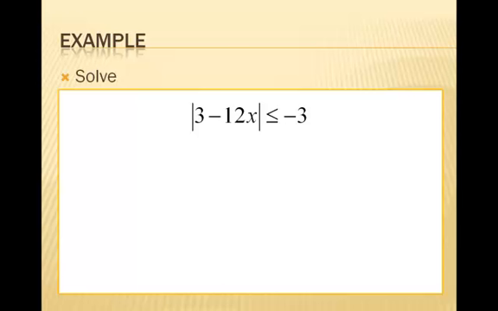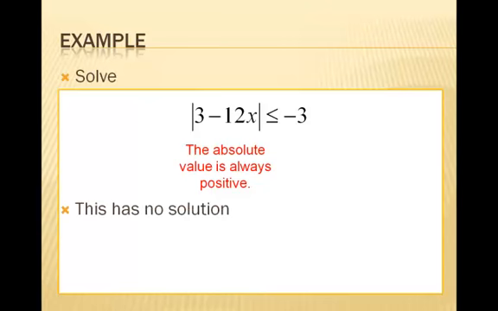Just one more example before we finish. Here I have the absolute value of 3 minus 12x is less than or equal to negative 3. Think about this one for a bit and notice that it actually has a bit of a problem. Remember, when you take the absolute value of something, it's always positive. What this says is that you're looking for the absolute value to be less than a negative number, and there's no way that can happen. Since there is no way that can happen, there's no possible x we can plug in there that would make this statement true.